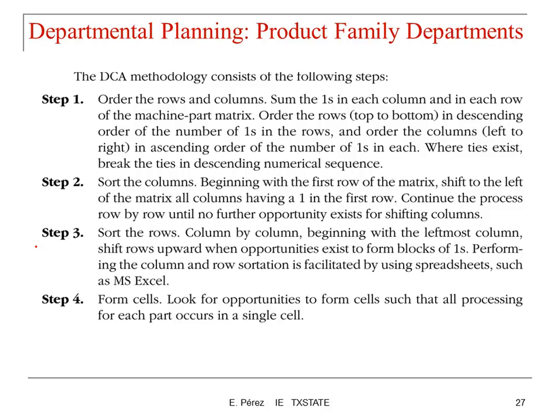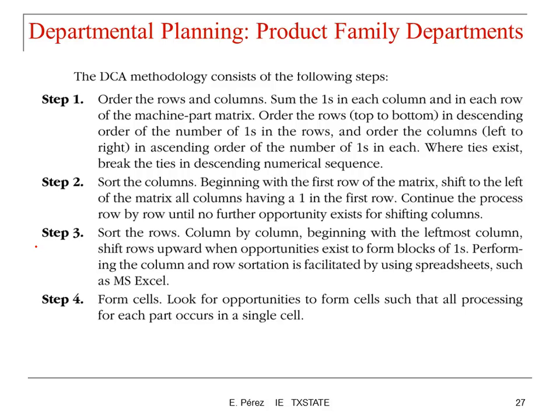The first thing you're going to do is order the rows and columns. Sum the number of ones in each column and in each row of the machine part matrix. Then order the rows from top to bottom in descending order of the number of ones in each row, and order the columns left to right in ascending order of the number of ones in each column. Where ties exist, break the ties by the descending numerical number you have assigned to your machine or part. So: descending order for the rows, ascending order for the columns. Then you go to step number two.